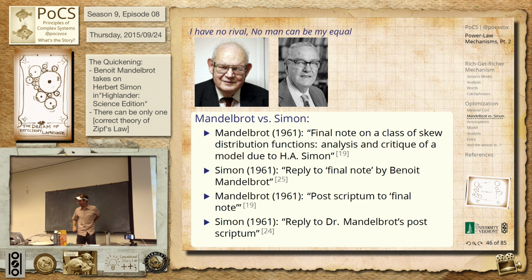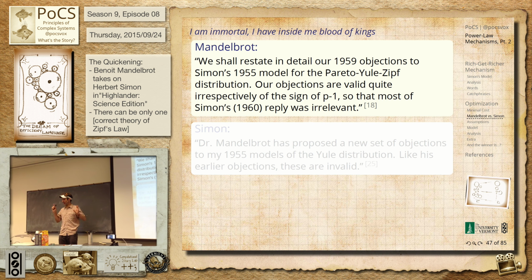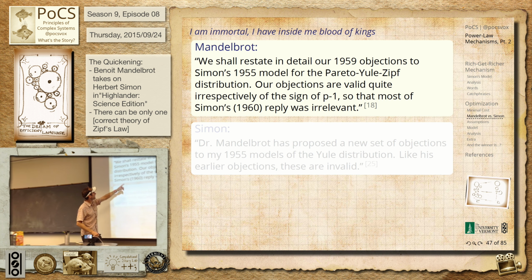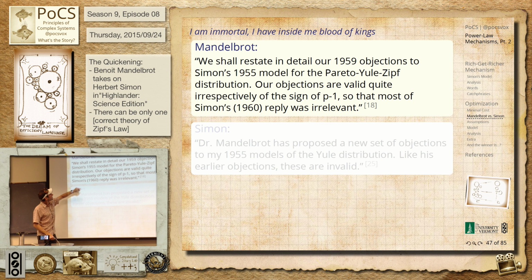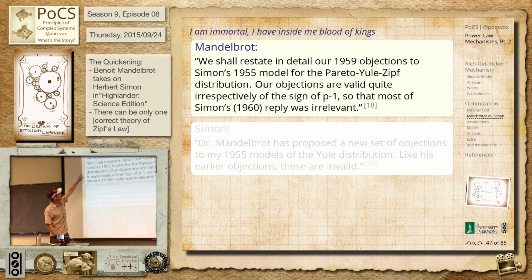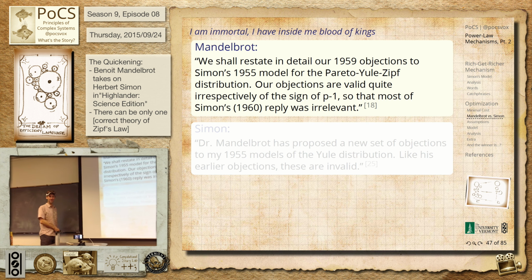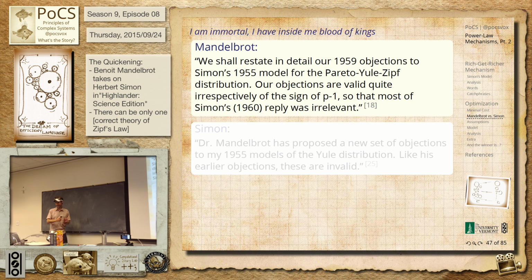Pretty good. So, a couple of lines from them. And this is one of the examples where they call each other some crazy things. So this is Mandelbrot: we're going to say what we said before. We're still right. The Pareto-Yule Zipf distribution. Our objections are quite valid and blah, blah, blah. So Simon, you're basically an idiot.